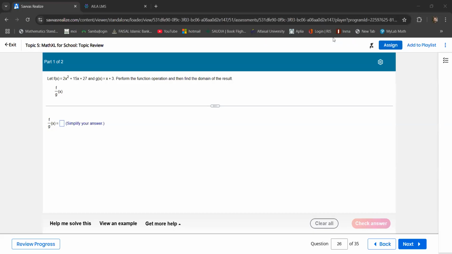So let f of x equal 2x to the power of 2 plus 15x plus 27 and g of x equal x plus 3, and we need f over g. According to the rule, f over g as a function of x is equal to f of x over g of x. So f of x up, which is 2x squared plus 15x plus 27, all over x plus 3.